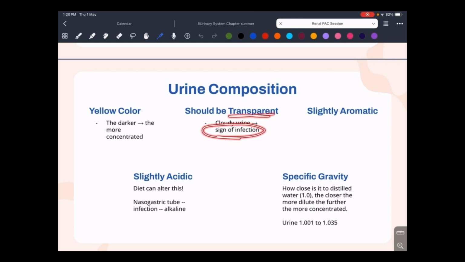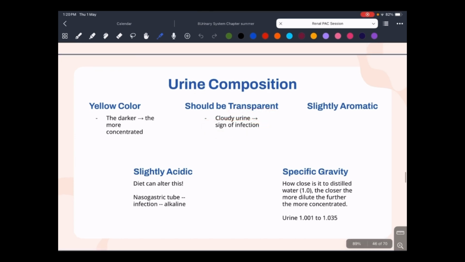Cloudy urine can be a sign of infection. Okay. Slightly aromatic, slightly acidic, and diet can alter this. And one of the things that can also alter it is something called a nasogastric tube, because if you guys know this, it's basically a tube that goes through the nose, into the esophagus, and into the stomach. And it's usually given to patients that for some reason cannot ingest food, right?